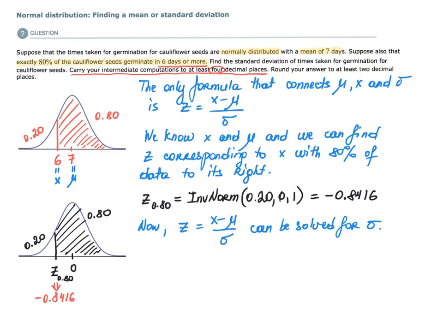Carry your intermediate computations to at least 4 decimal places. Round your answer to at least 2 decimal places.